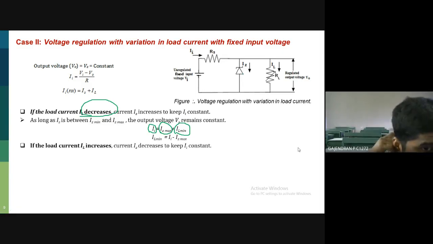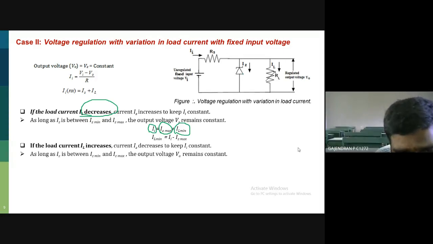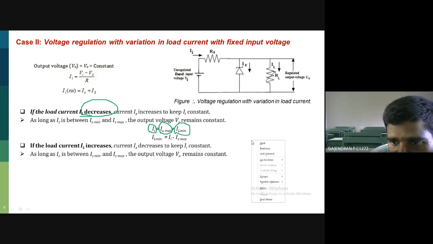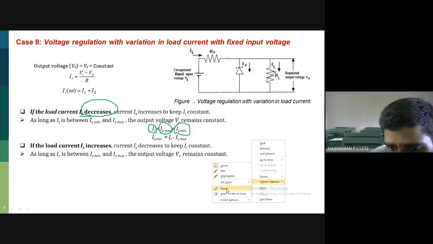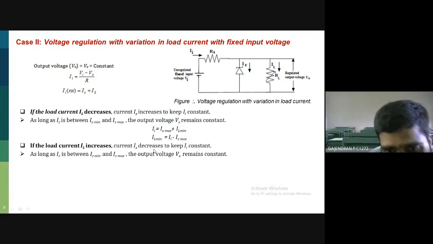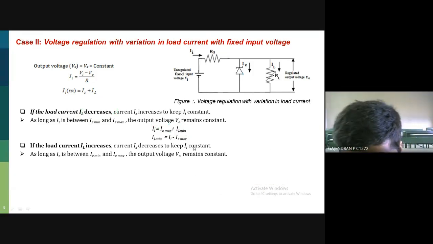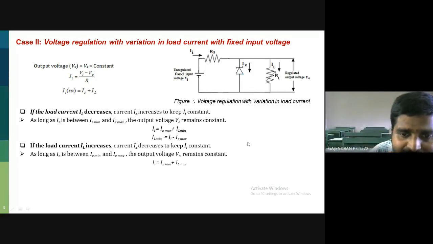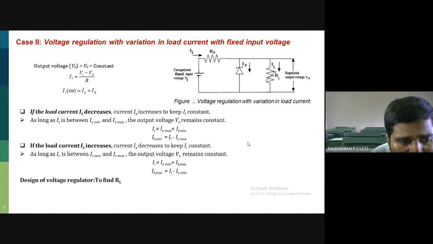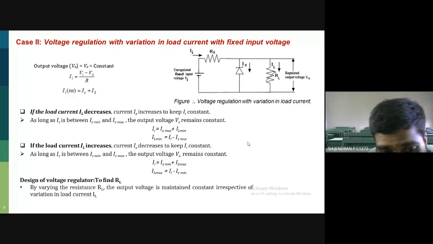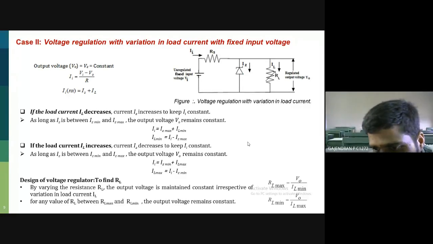Then, if I increase the load current, it's vice versa. If I increase the load current, obviously, the Zener current will decrease, thereby my output current will become constant. Okay, this is the formula related to this. Then, obviously, what is the range of the load current, load resistance I can keep, I can derive using this formula.